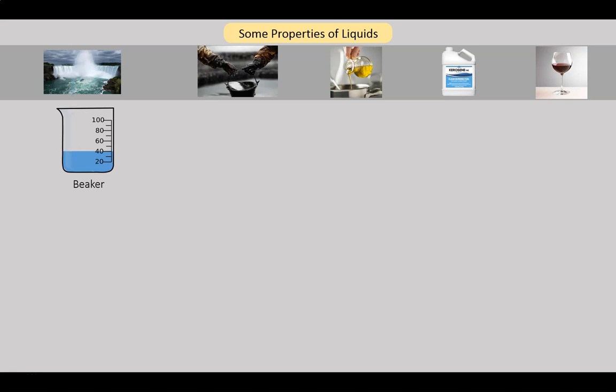We'll start by getting a beaker and filling it with water. Here it is at 40 milliliters. Now we'll get a different container with a different size and shape. It's a graduated cylinder, and we'll pour the water from the beaker into the cylinder. Notice the volume is still 40 milliliters.